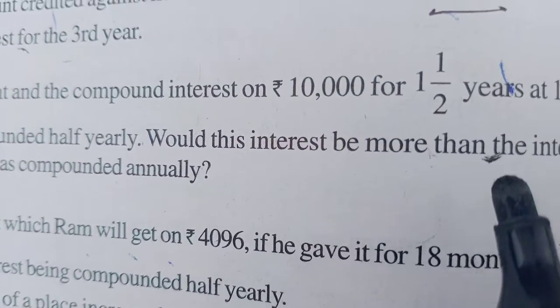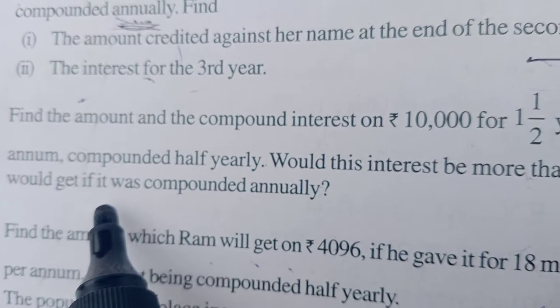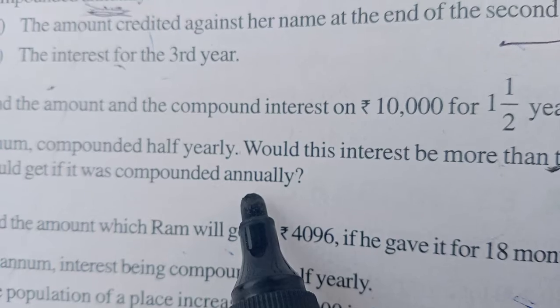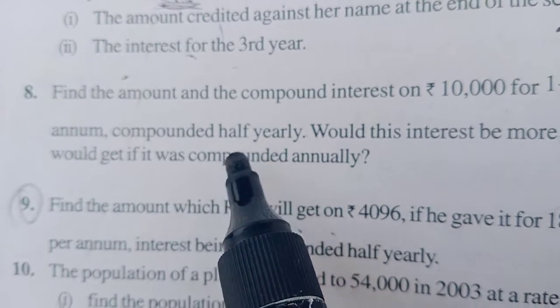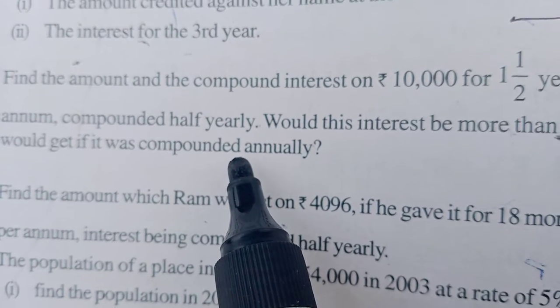Would this interest be more than the interest he would get if it was compounded annually? Tell me, will there be any difference when it is compounded half yearly and it is compounded annually? Okay, let's solve it and find out.